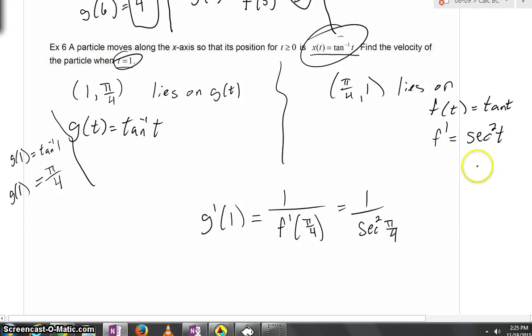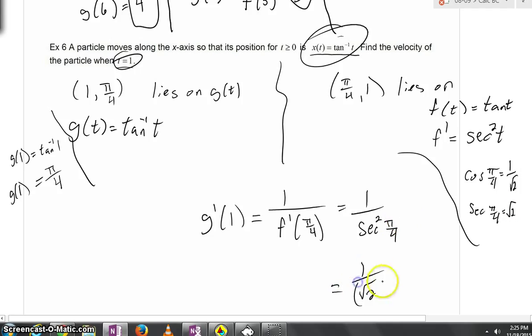Real quickly, just some friendly trig review. The cosine of pi over 4, yeah, it's root 2 over 2, but how about we look at that as 1 over root 2? And then the secant of pi over 4 would just be radical 2 itself. So this really becomes 1 over radical 2 squared. And radical 2 squared is just going to get you a 2. Final answer is just 1/2.